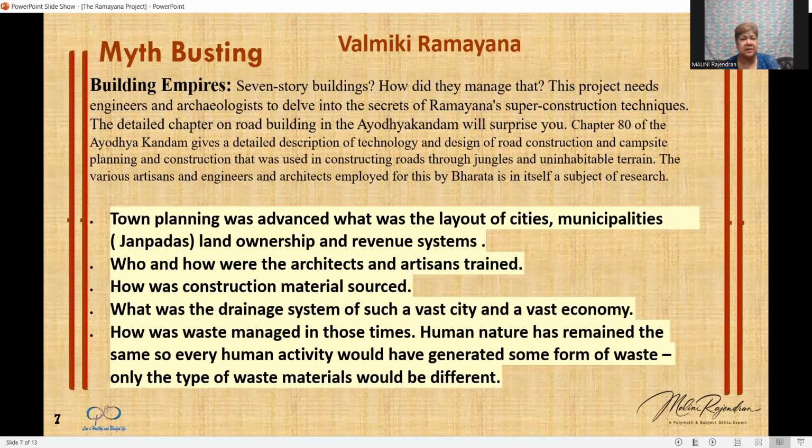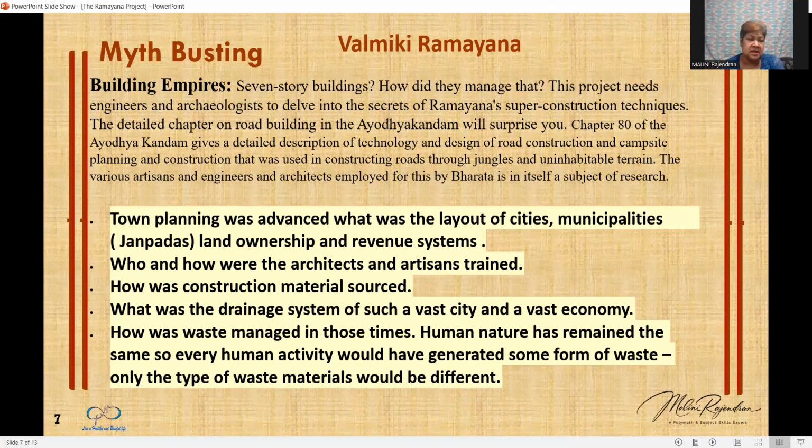So the town planning, how were architects and artisans of that time trained? How was the construction material sourced? And interestingly, such a complex and vast civilization would have a highly advanced drainage system, a highly advanced waste management system.